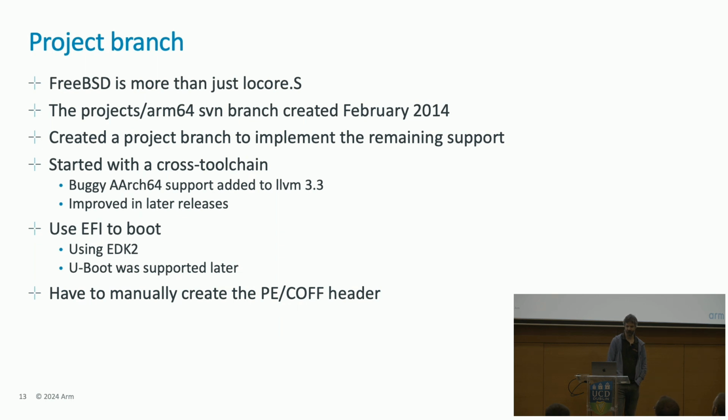So in February 2014, I created a projects arm64 branch. I was starting to think, well, okay, we've got something we can get into C. Why don't we try actually doing all the other bits we need to get FreeBSD running? We started with, we need a toolchain. Luckily, up until this point, I'd been using GCC and binutils. Luckily, Clang had added support in 3.3.